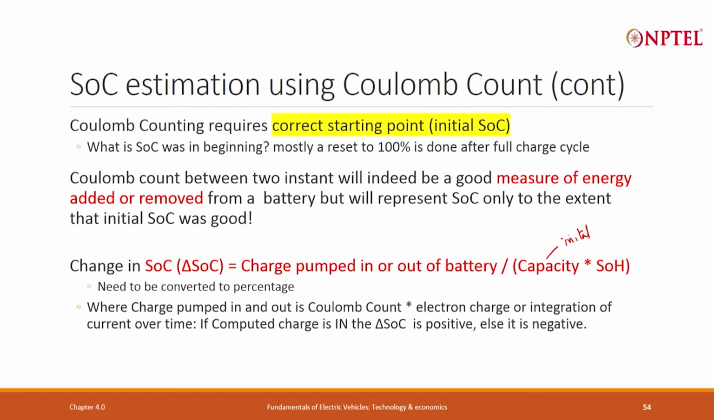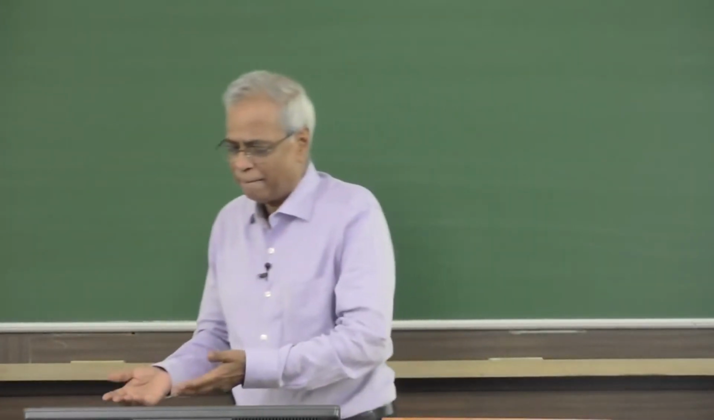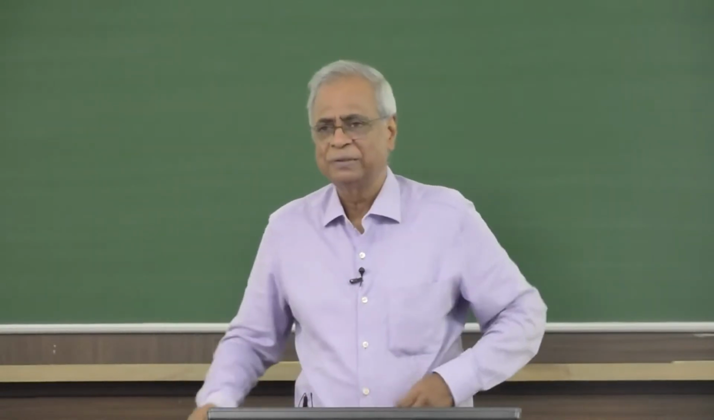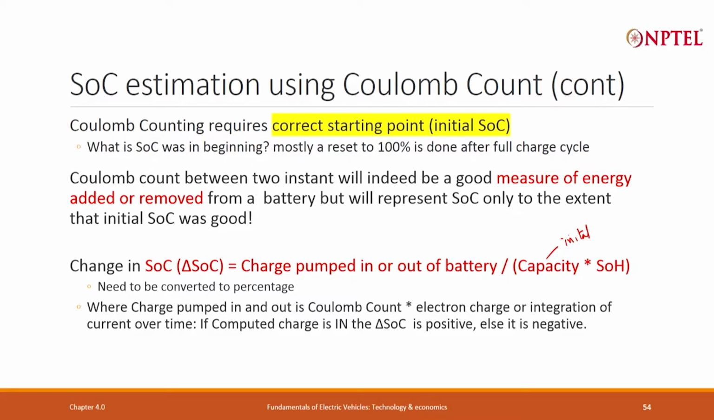If the battery is not new, you have to know what the state of health of the battery is. Suppose the state of health of the battery was 90%, then you say 0.9 into initial capacity, take the charge pumped in and out, and that will give you the actual delta SoC. So, this needs to be converted to percentage, where the charge pumped in and out is the Coulomb count multiplied by the electron charge, 1.6 into 10⁻¹⁹, or the integration of current over time. That is a Coulomb count. Coulomb count is the integration of current over time.